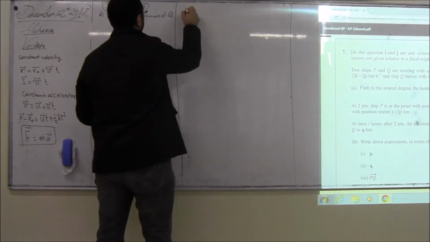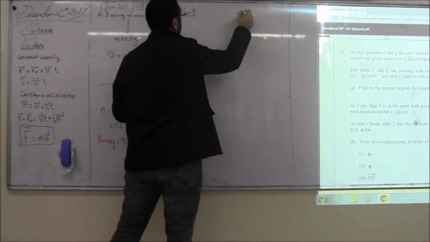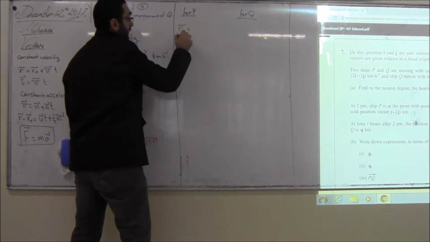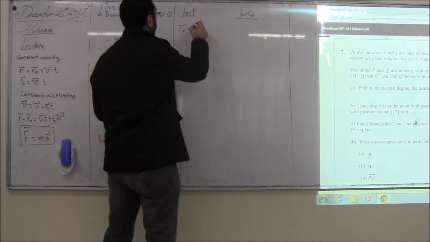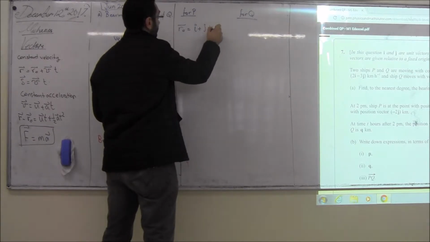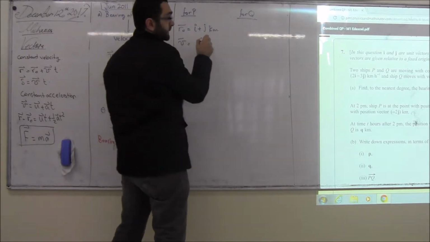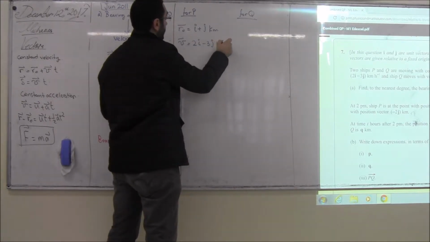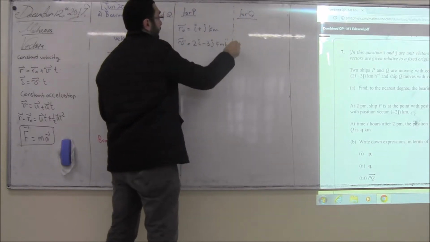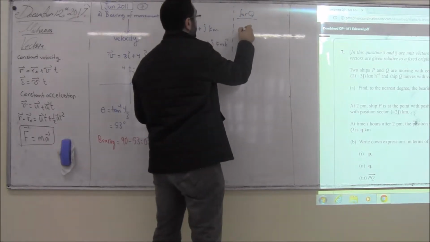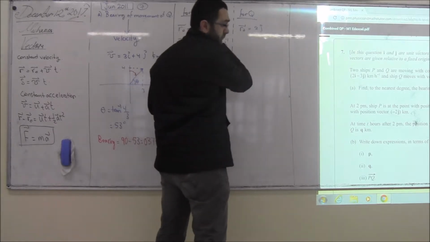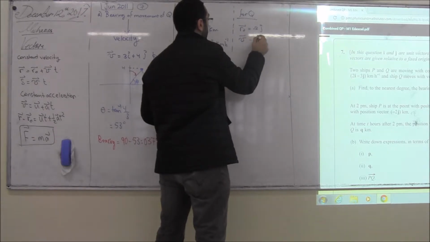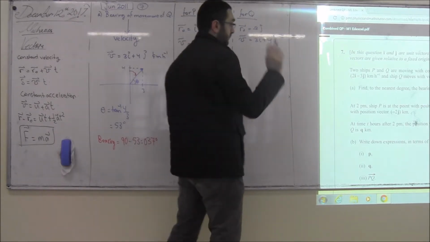So for P, the initial position is i plus j kilometers, and the velocity for P is 2i minus 3j kilometers per hour. For Q, the initial position is negative 2j, with velocity for Q 3i plus 4j. Pay attention now.